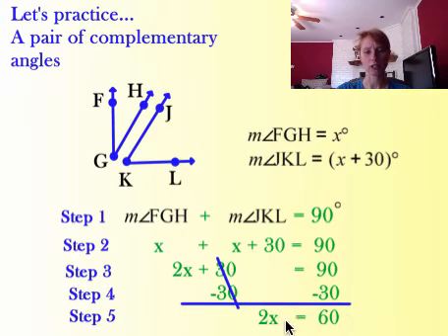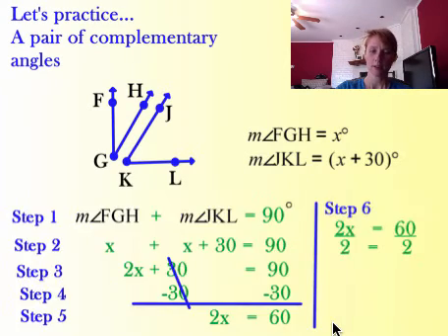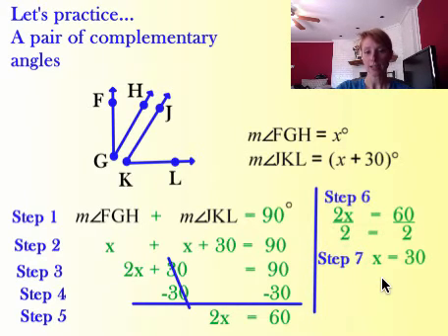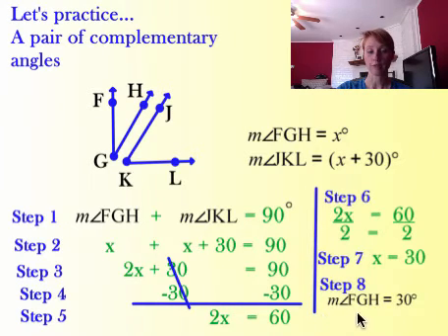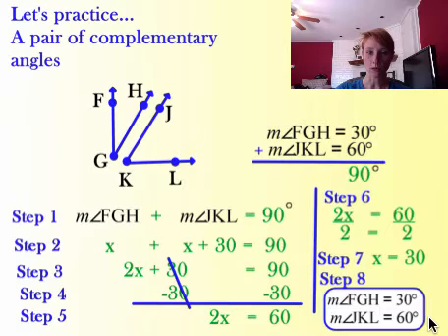When we simplify, we get 2x equals 60. Then let's isolate the variable x by dividing by 2 on both sides. So x equals 30. But we want to solve for the measure of each angle. So let's plug x back in. So we get the measure of FGH is 30, because it is just x, and the measure of JKL is 60. Well, again, when we add up these 2 angles, they equal 90. So our work checks out.